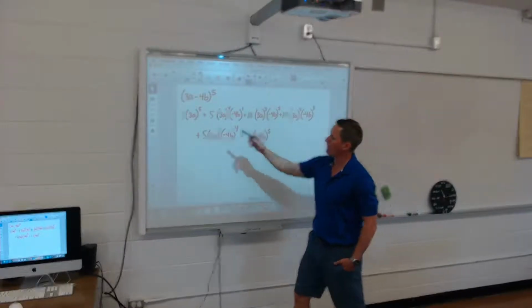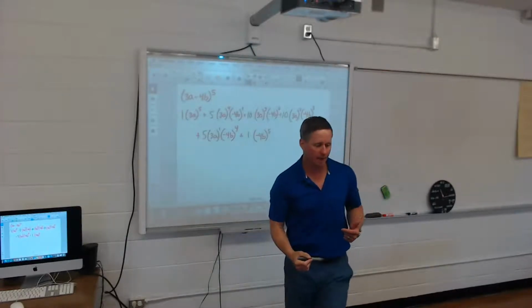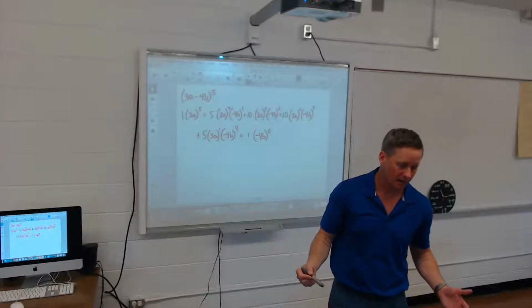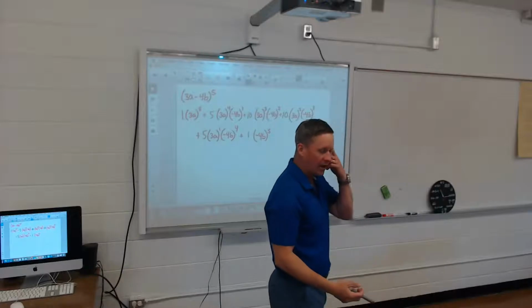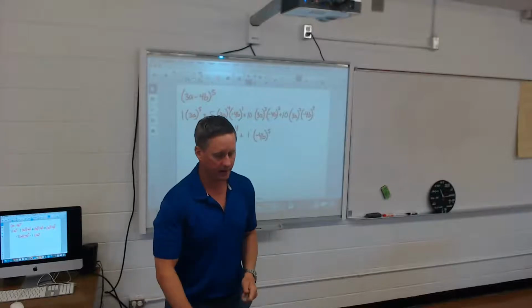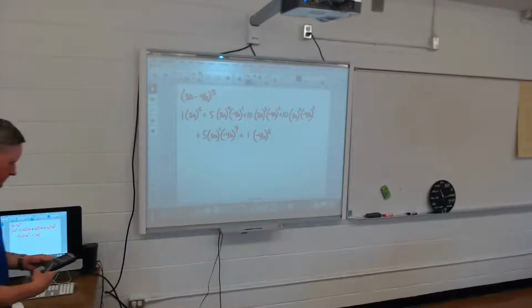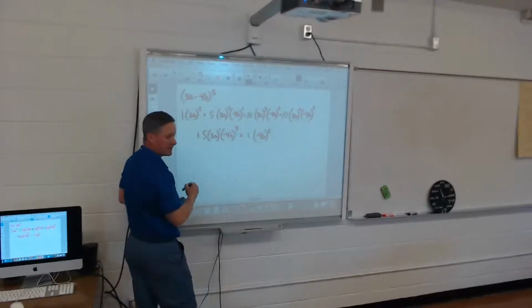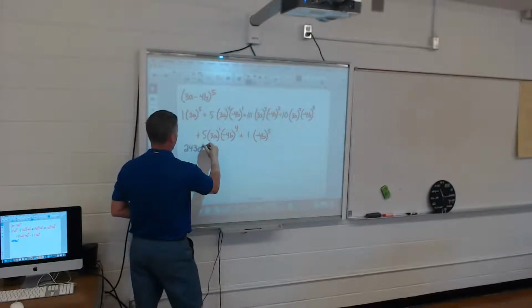So now I've got to simplify this. And like I said, this is a lot of work at the moment. I'm not going to ask you to expand a lot. I'm going to ask you to find a given term, which we're going to use an equation to help us simplify that. But here's how this goes. 3a to the fifth. Of course, I left my calculator. So 3 to the 5th is 243. A to the 5.